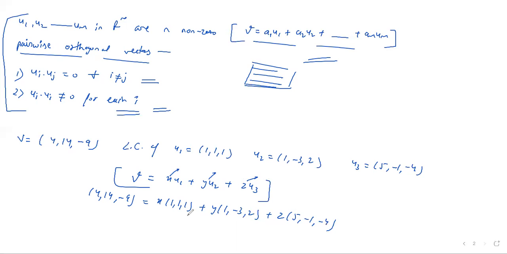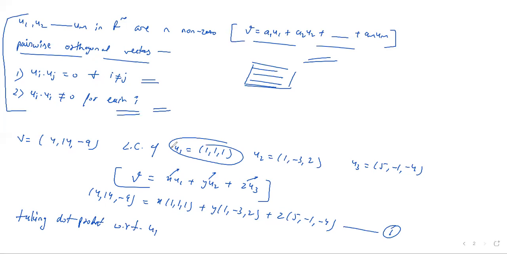Okay, so I have to find the values of x, y, z. So if I take the dot product of this, let's consider this equation 1. If we take the dot product of equation 1 with respect to u1, that is (1, 1, 1), taking the dot product with respect to u1.